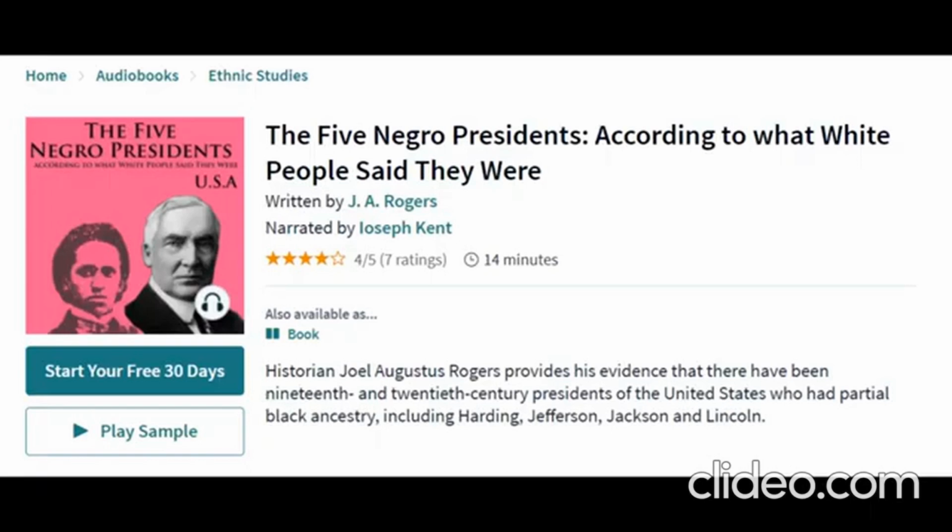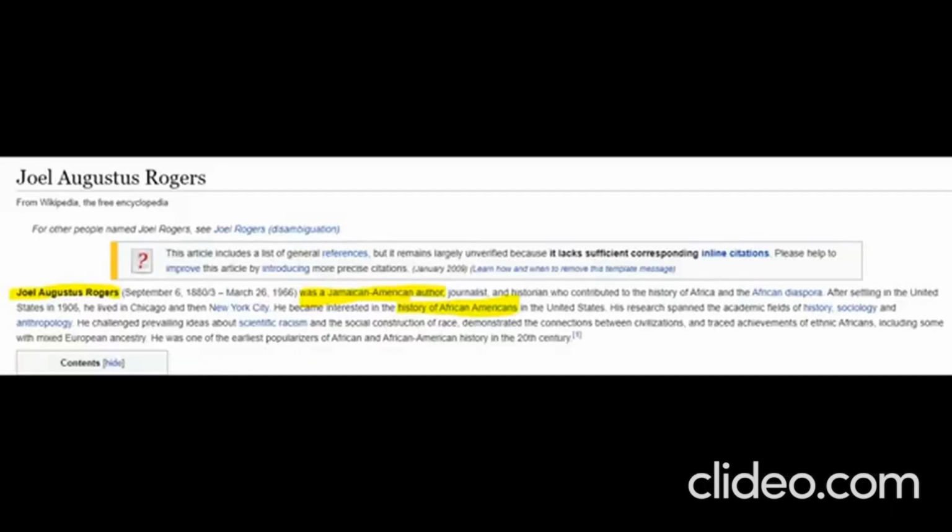And this here is an author by the name of J.A. Rogers. This is the final book that he wrote. He wrote at least 100 books on the topic or close to it. And his last book was The 5 Negro Presidents According to What White People Said They Were. In this book, he has a part where he says that white children were sold into slavery. And he writes in there that they must have had some type of makeup on to sell them as black, but that's not the case whatsoever. They're openly known as white children.